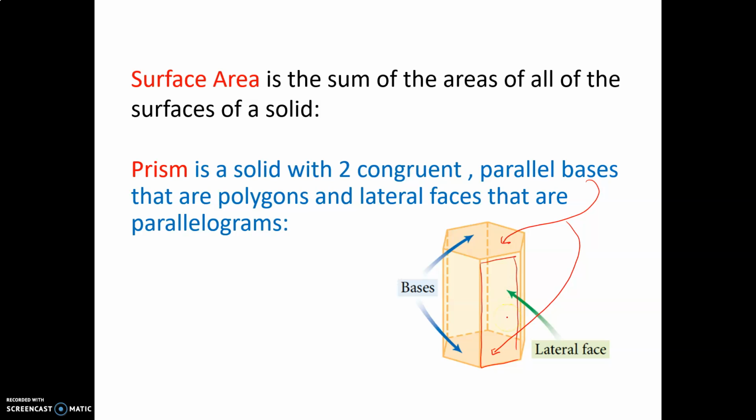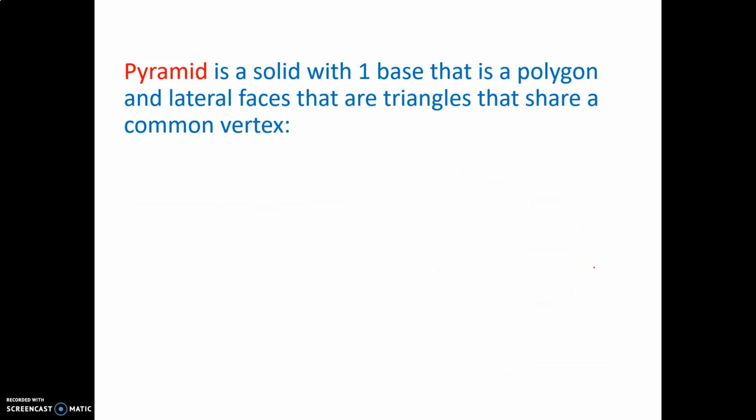parallelogram sides to it. So if we wanted to figure out the surface area, we'd have to find the surface area of 2 regular polygons, so 2 one-half a s n's, and 6 of the parallelograms, so 6 base times heights, and we would add those together.